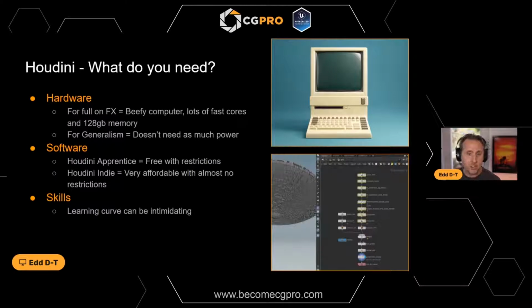For generalism and procedural modeling, you don't need quite as much. It benefits from having more power, but doesn't need quite as much. The software, amazing people at Side Effects have made it available for free with Houdini Apprentice, so you can learn for free, and Houdini Indie, which is very affordable. It's in the hundreds of dollars range as opposed to thousands. As long as you meet the requirements for that, you can use that commercially with almost no restrictions. And then you also need the skills.